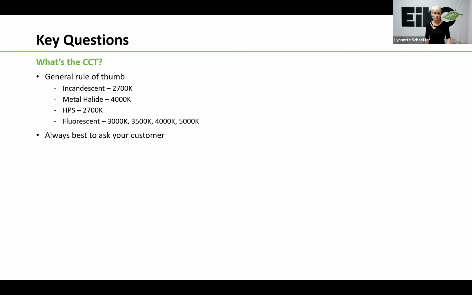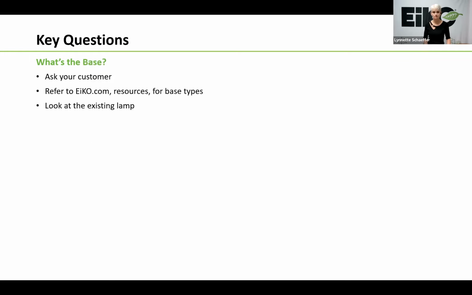It's always best to ask your customer what they would want and go over what their options are so they can make a good decision on what they think they need.